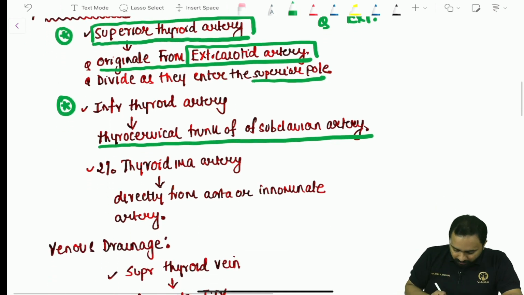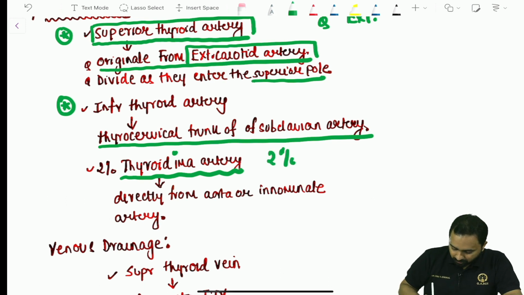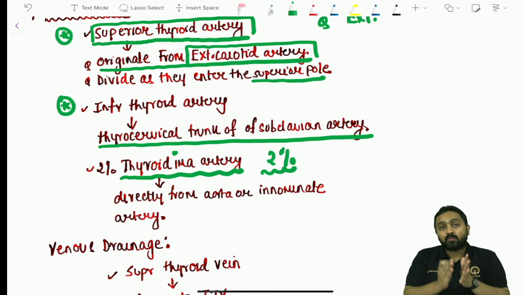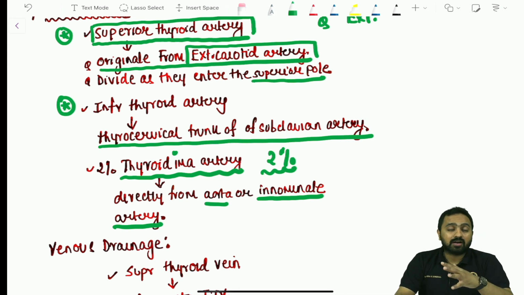The next question that is asked is regarding the thyroidea ima artery. This is usually present in around 2% of patients. And from where does it arise? It arises directly from the aorta or from the innominate artery. Right. So this is regarding the blood supply of the thyroid gland.